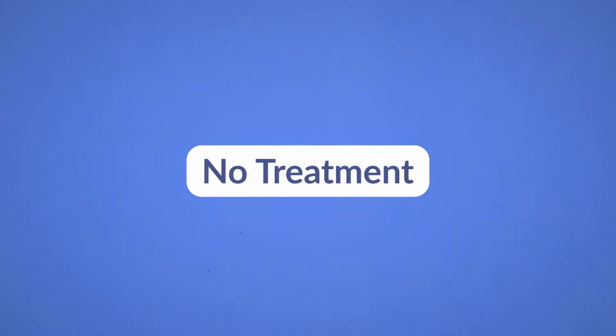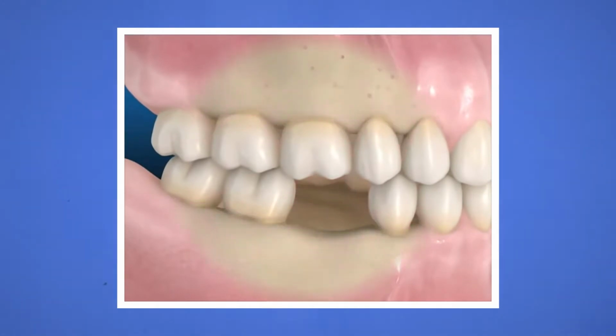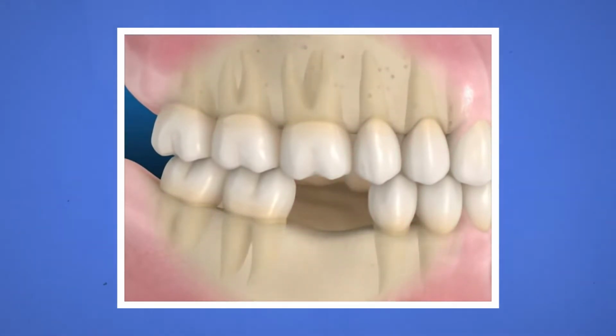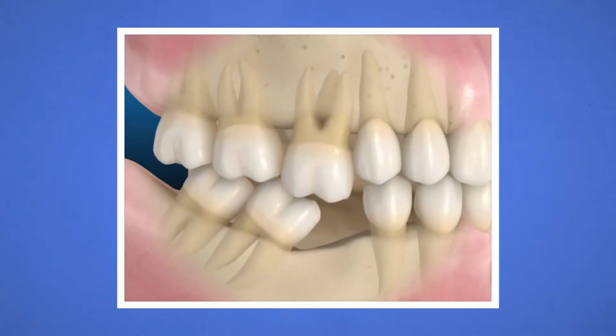The first option is no treatment. The edentulous site can be left alone. Over time, the alveolar bone will shrink, the adjacent teeth can tilt into the edentulous space, or the opposing tooth can supra-erupt into that space. These changes can negatively impact the occlusion and contribute to food trap.